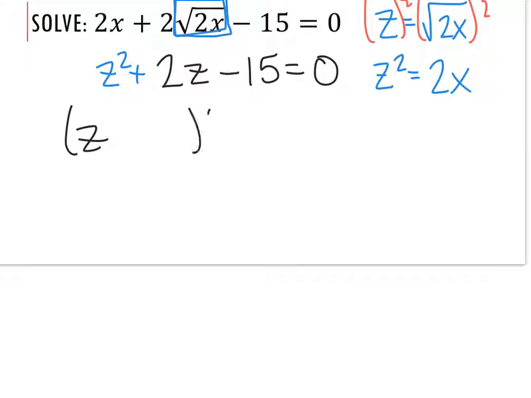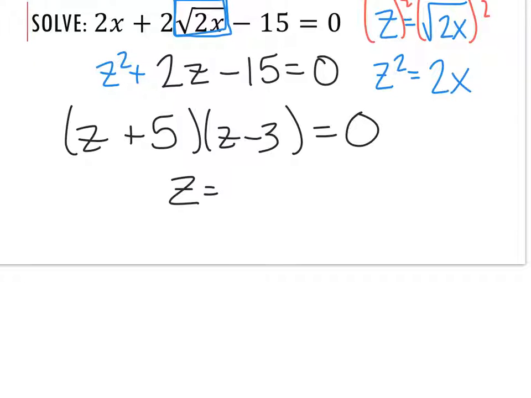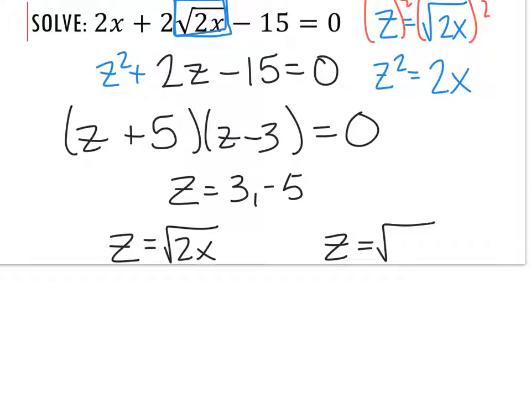So we have z equals 0. What multiplies to give you negative 15, but adds to give you 2? A positive 5 and a negative 3. So we learn very quickly that z is equal to a 3 and a negative 5. Well, going back to our original equation, we learned that z is equal to the square root of 2x. And so what we have to do is solve for x.